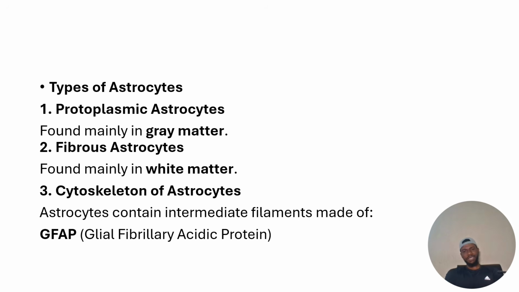But the fibrous astrocytes are found in white matter, and unlike the protoplasmic astrocytes, the fibrous astrocytes are usually long. They are thin but have fewer branches, and they are associated with the nerve fibers, the axons to be specific. Now, looking at the skeleton of astrocytes, astrocytes contain intermediate filaments made up of what we call GFAP, which is the glial fibrillary acidic protein. It provides structural strength and is mainly used as a marker to identify astrocytes in histology.